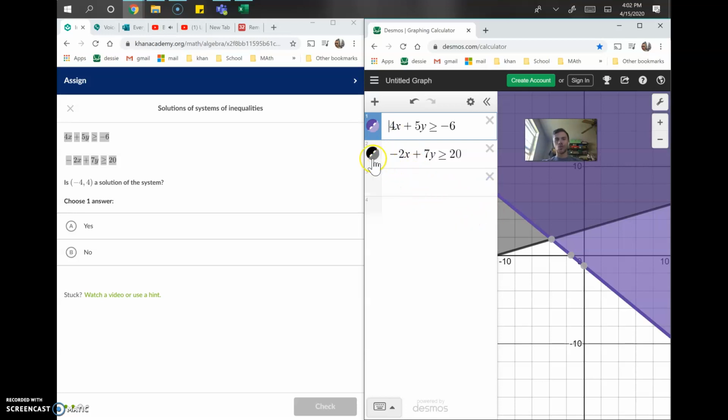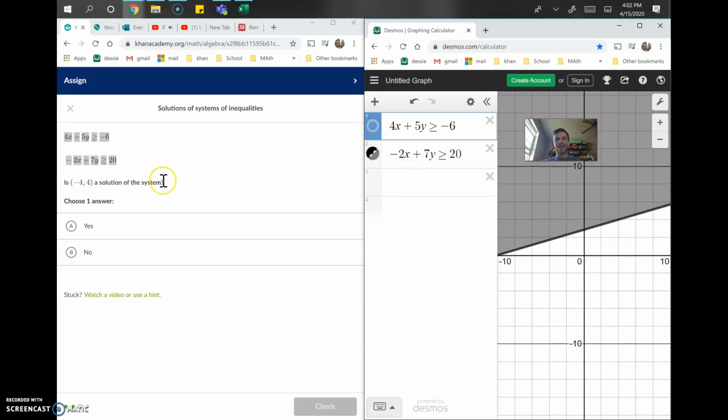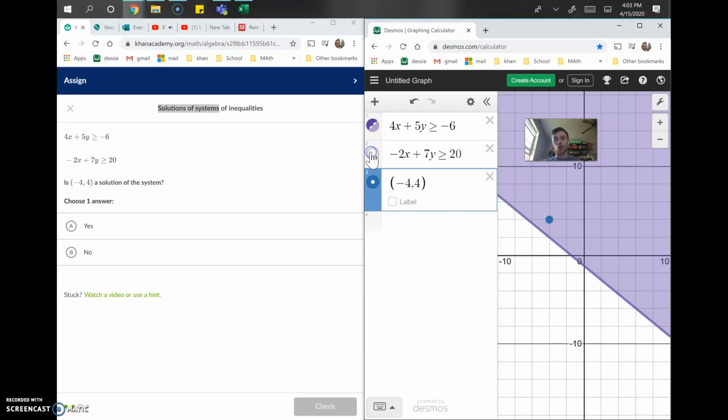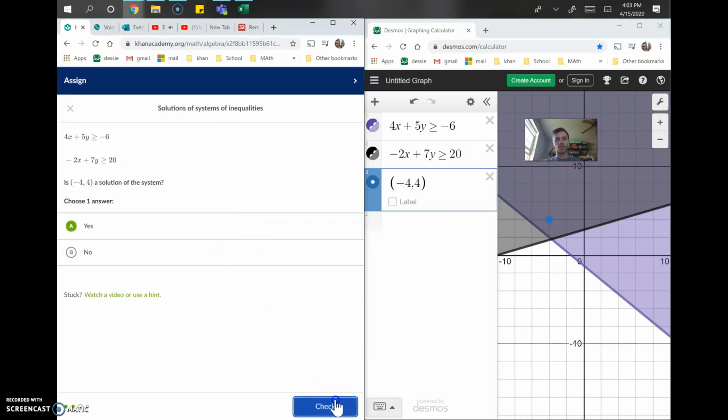So we've got the solution to the purple and the solution to the black, but we want the solution to the system, which would be where the black and the purple overlap. So it would be in this area right here. Now I'm going to type in the coordinate point. So we got -4, 4. And if it shows up where both of those inequalities are shaded, so if it shows up in the purple, which it does, and in the black, which it does, then it's a solution to the system. So in this case, it would be yes.